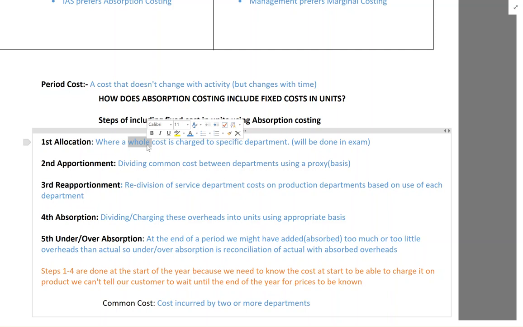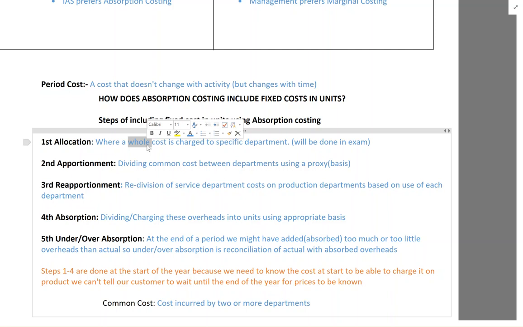So the step that you could be asked is any of these other steps. I would not expect all of these steps to be asked in one question, because absorption costing comes maximum 2 marks. So it would be one of these steps, not all of these.